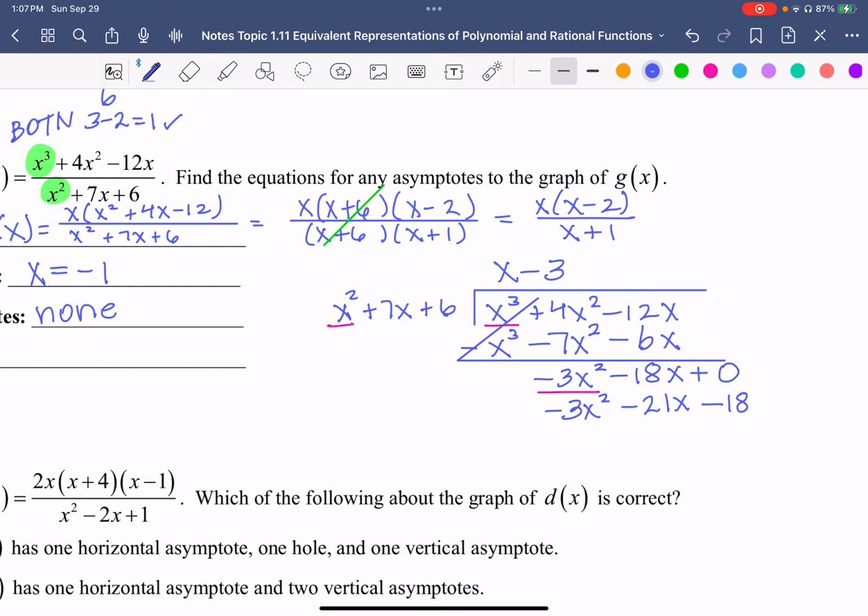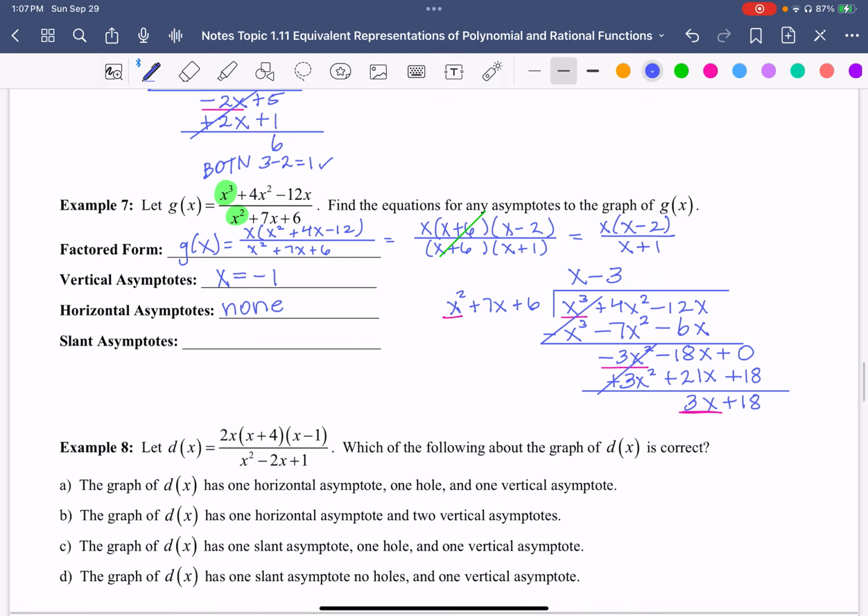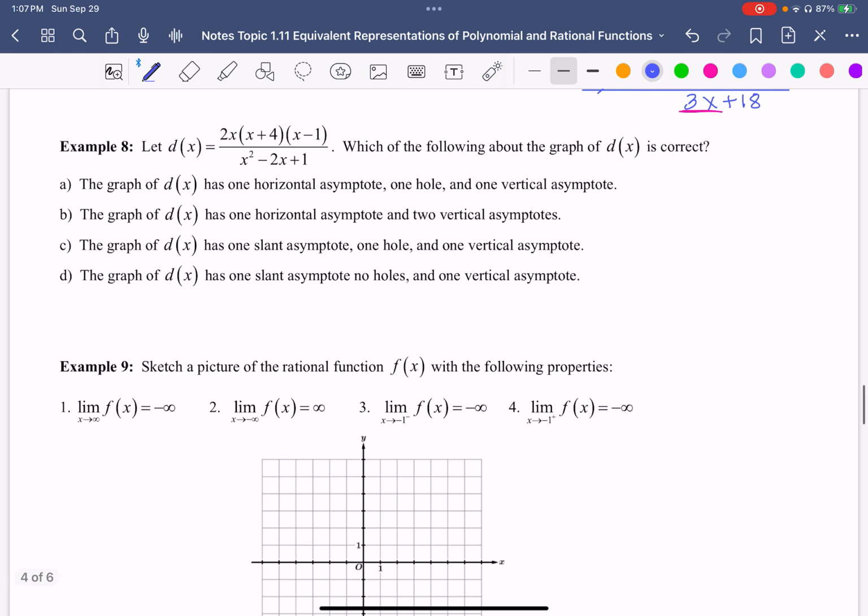The next step is to change the sign, so I'm going to make them all positive. These two cancel out. Negative 18x plus 21x is 3x, and then plus 18. The biggest term now on the inside is 3x, but 3x is smaller than x squared, so I cannot keep dividing here. Okay, so my slant asymptote will be at y equals x minus 3. Okay, let's move on to example 8.